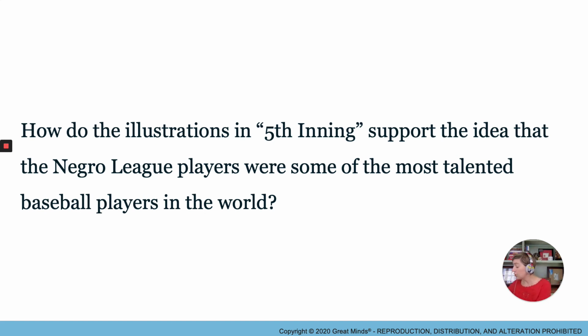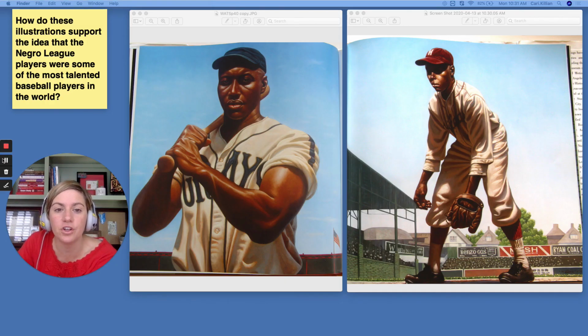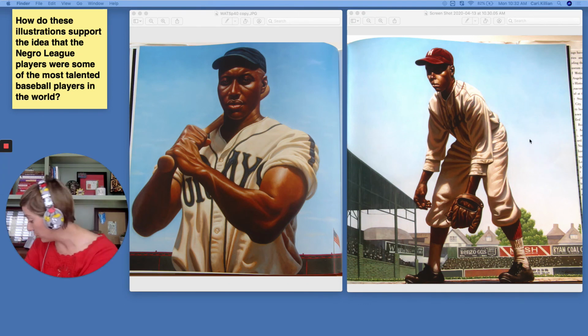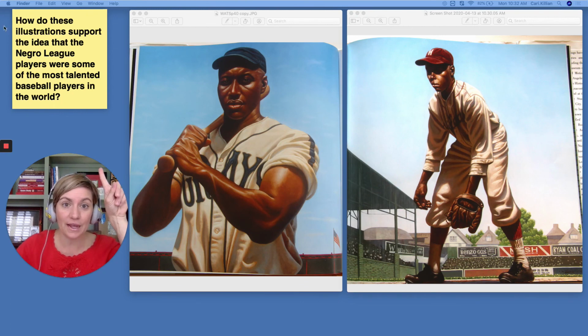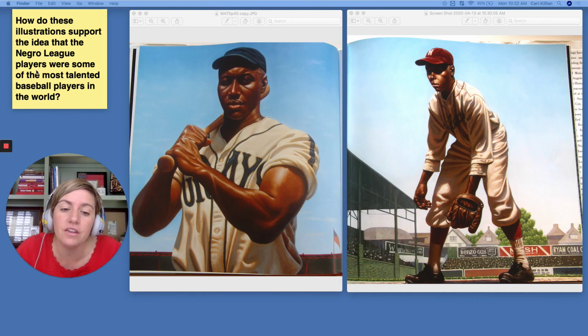So if you have your text, you should open up to fifth inning, and we're going to look at some of those illustrations. If you don't have your text, I'll show the illustrations on the screen. We're going to begin with looking at the illustration on page 40, which is titled Josh Gibson, and then the illustration on page 43, which is titled William Julius Judy Johnson. And I want you to answer this question. How do these illustrations support the idea that the Negro League players were some of the most talented baseball players in the world? Stop, pause the screen, and analyze these illustrations with that question in mind now.